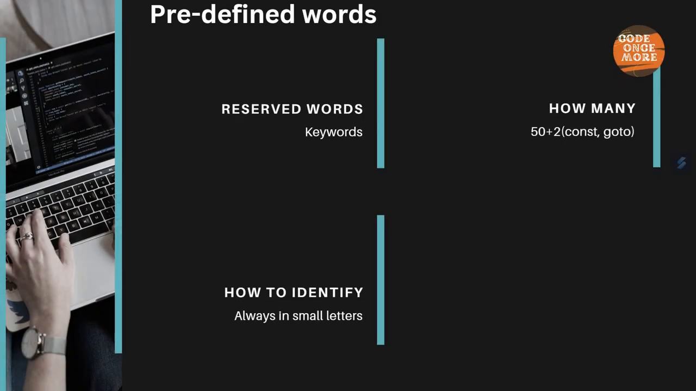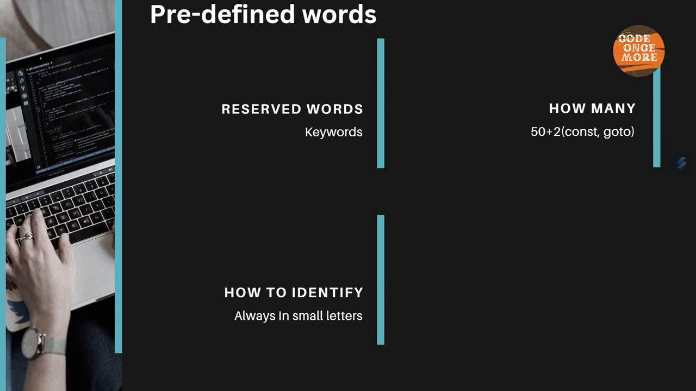Predefined words are reserved words in Java that Java freely contains. These are also called keywords, right? If we talk about how many keywords there are in Java programming, there are 52, that means 50 plus 2 keywords. Why did I write 50 plus 2? Because 50 keywords are currently being used and 2 are not used. The 2 are const and goto.